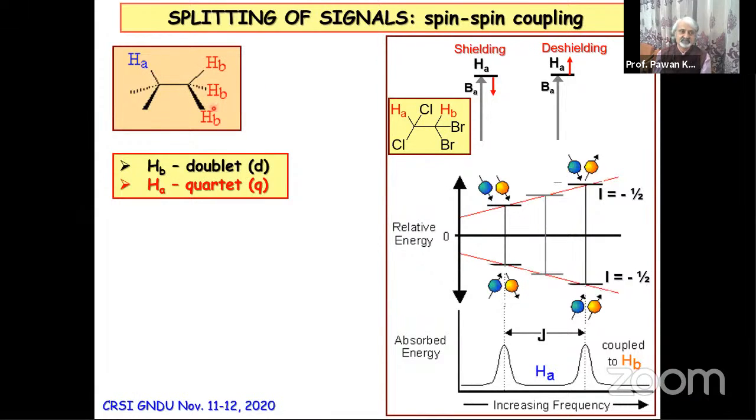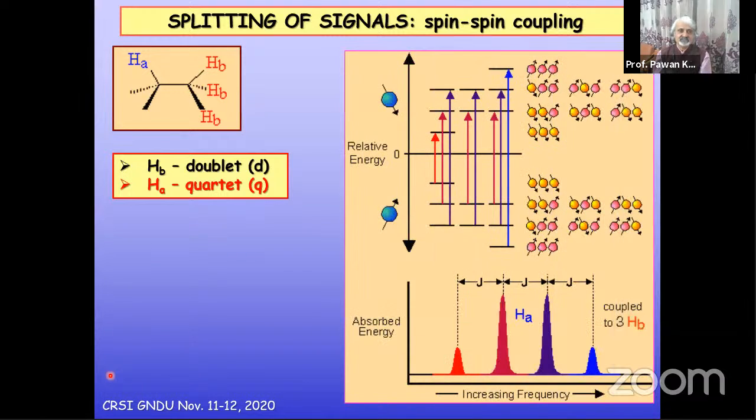You know that HB would still be a doublet. That means split into 2 lines, but HA would be a quartet. Why HA would be a quartet? Because now you see I'm observing HA. So HA aligned, HA against. But now I have 3 HB. So these 3 HB, they can have 4 possibilities. All 3 HB aligned. So for example, see aligned here, aligned here. So when they are aligned, so what would happen? Strongly de-shielding, very, very strongly de-shielding.